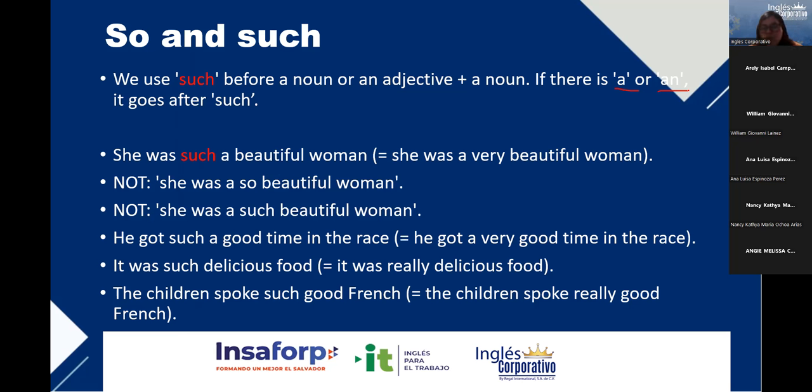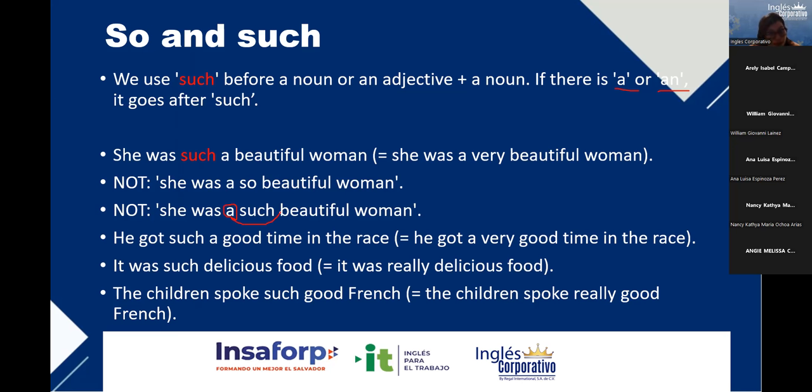Now, she was such a beautiful woman. She was a very beautiful woman. Remember, we're saying that so and such have the meaning of very or really. You cannot say she was a so beautiful woman. That's not possible, right? But she was such a beautiful woman. You cannot say such beautiful. You cannot use a before. It has to be here, right? He got such a good time in the race. He got a very good time in the race.